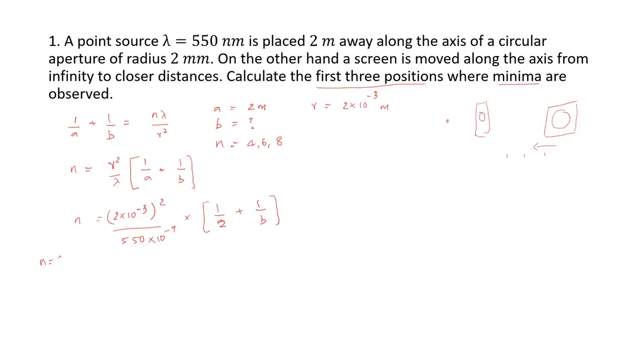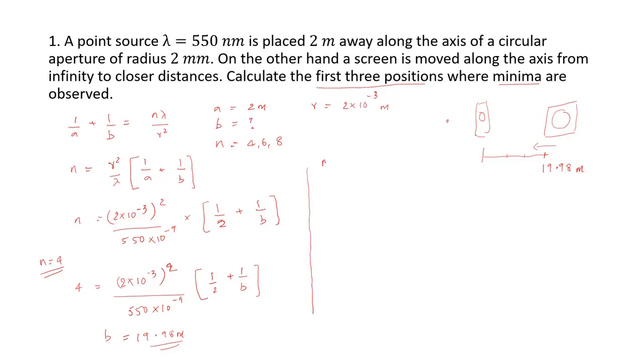Let's start. At n is equal to 4, you will see the first dark circle. So let's put 4 is equal to 2 into 10 to the power negative 3 the whole squared divided by 550 into 10 to the power negative 9 into 1 by 2 plus 1 by B. When you solve for B, B will be equal to 19.98 meter. That is, when you move this screen from infinity towards the aperture, at a distance of 19.98 meters from the center of the aperture, you will see the first dark band.